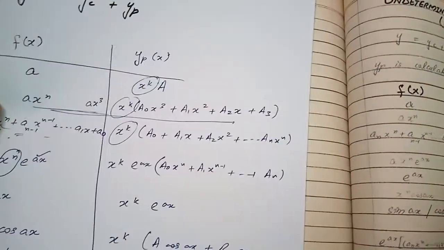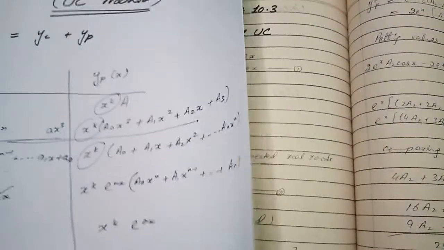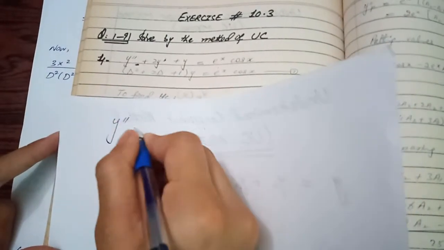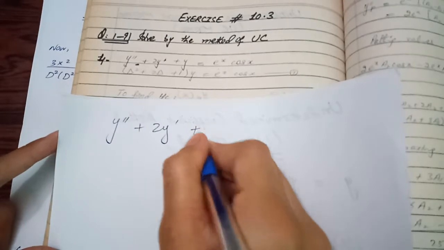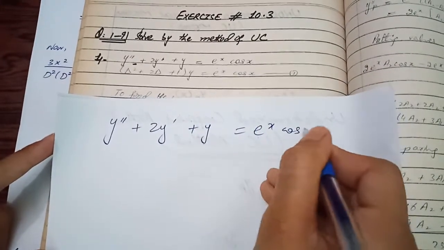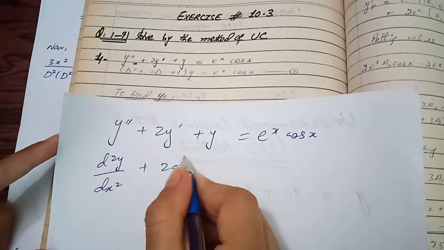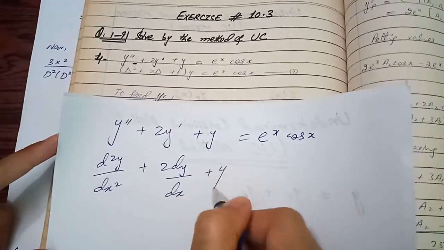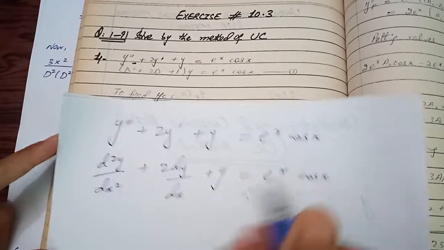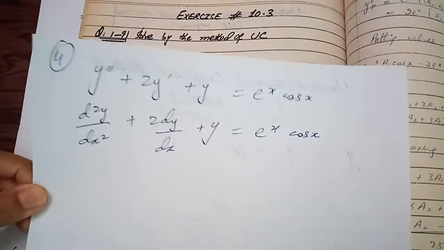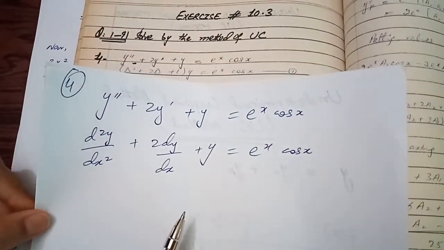Once you have the particular solution, for example, you have some differential equation like this. They have given you to solve this: y double prime plus 2y prime plus y equals e^x cos x. This is basically the second derivative, d2y by dx squared plus 2 dy by dx plus y equals e^x cos x. This is question number 4 of exercise 10.3. They have asked you to solve this by the UC method of undetermined coefficients.